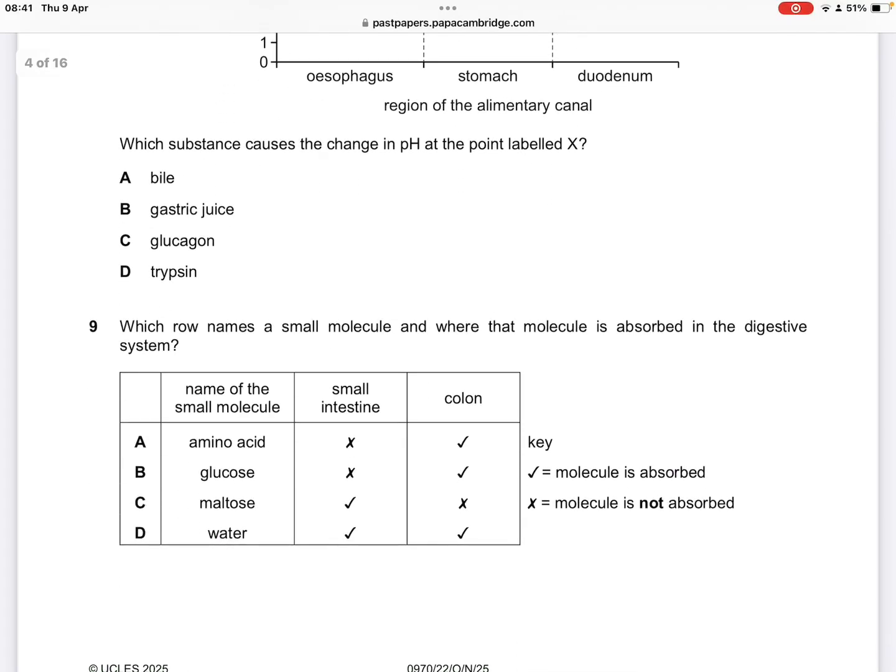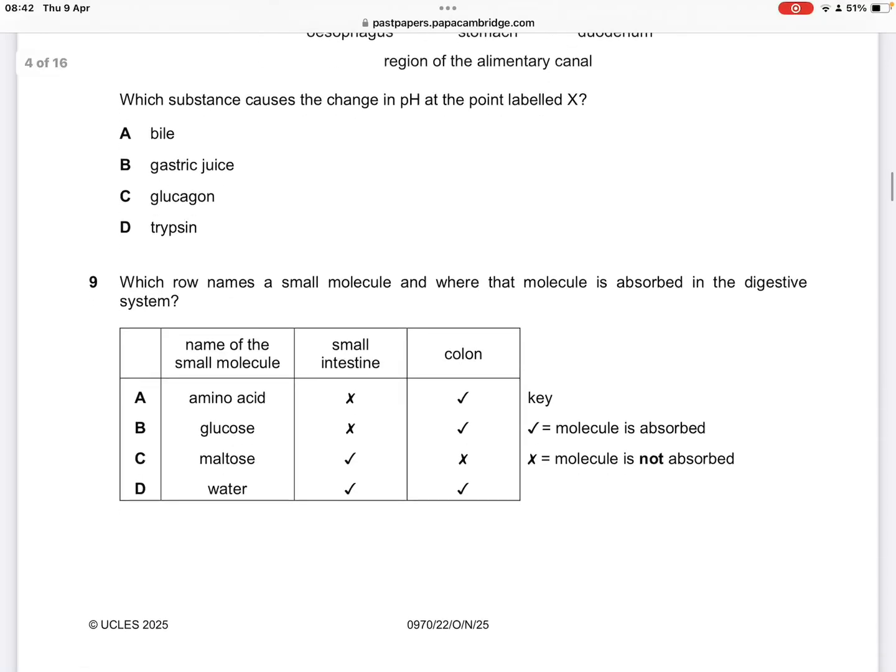Okay, 9, we're still on human nutrition. They've gone big on the human nutrition topic in this particular paper. Which row names a small molecule and where that molecule is absorbed in the digestive system? All right, so much of the food stuff that's broken down is absorbed in the small intestine. So if we look at amino acid, which is the breakdown product of protein, it's saying no in the small intestine, but yes in the colon.